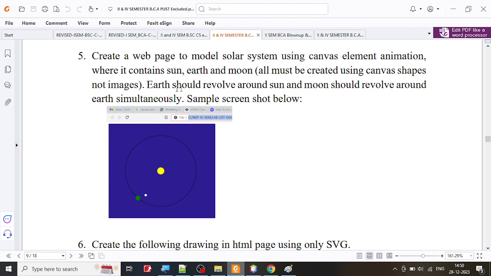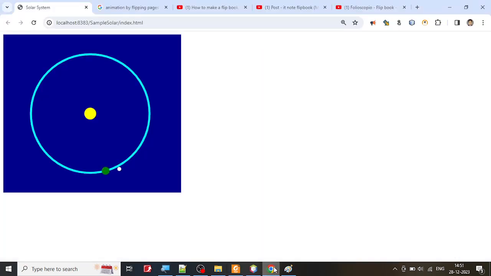All of them have to be created on the canvas using shapes. We are not supposed to use any images for creating the sun, earth, and moon. Also, the earth should revolve around the sun and the moon should revolve around the earth simultaneously. And this is the screenshot that they have provided. So when we complete our project, this is what we are going to achieve.